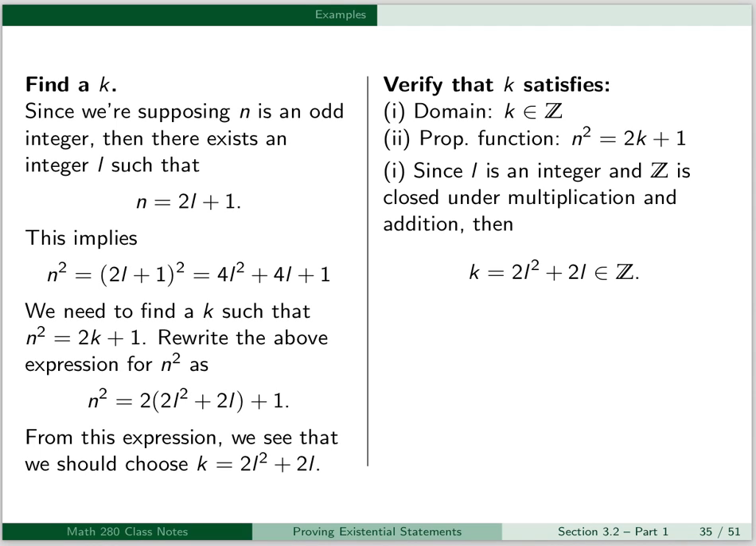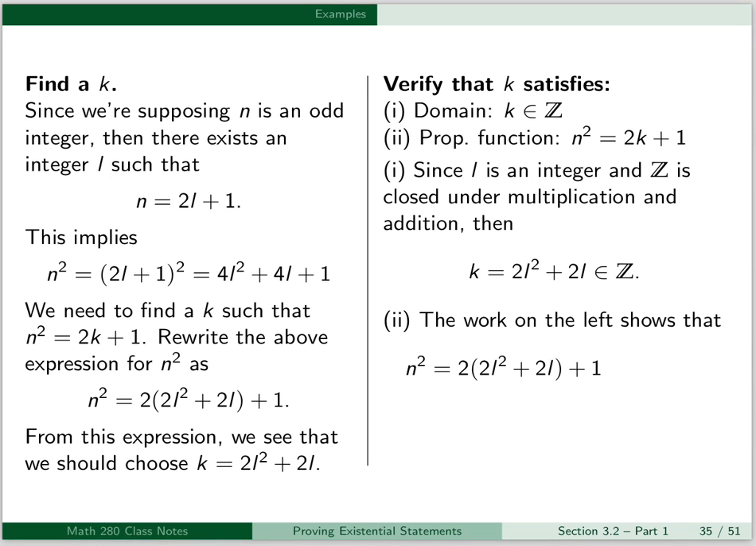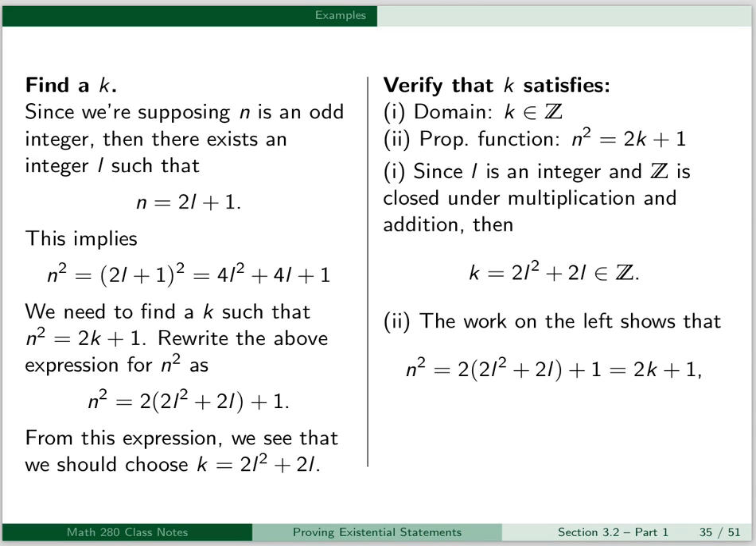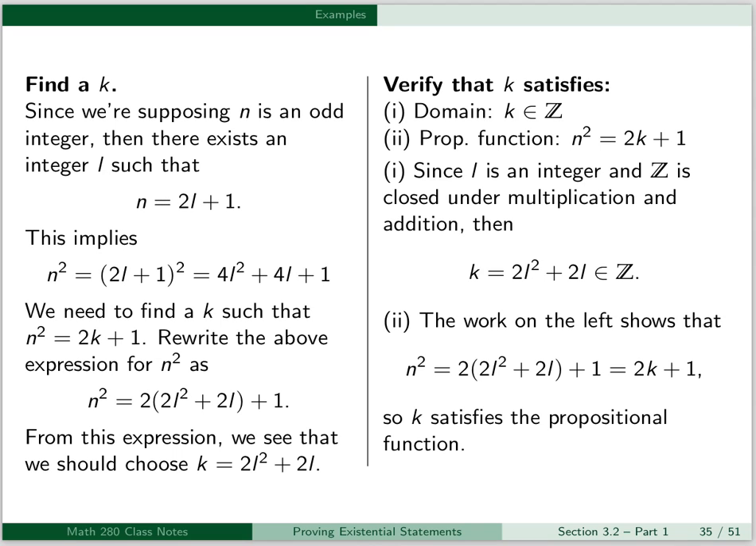For the domain, we can say that since L is an integer and Z is closed under multiplication and addition, then our k equal to 2L squared plus 2L is going to be an integer. For the propositional function, we can refer to the work on the left, which shows that n squared equals 2 times the quantity 2L squared plus 2L, plus 1, which is equal to 2k plus 1, since we chose k to be 2L squared plus 2L, the quantity in the parentheses. So k satisfies the propositional function.